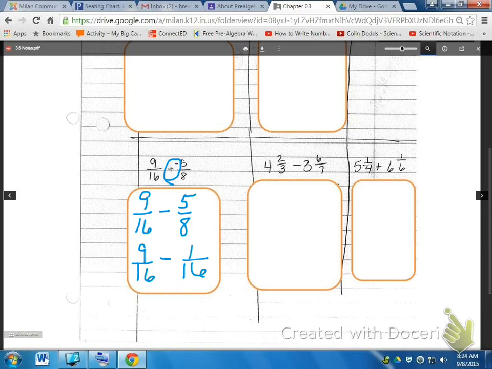10/16. Okay, so I have 9/16 and I'm subtracting 10/16. What would the result be? 1/16. Okay, but I've got 9. Yeah, negative 1/16.